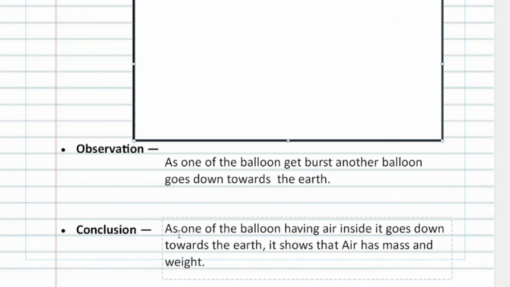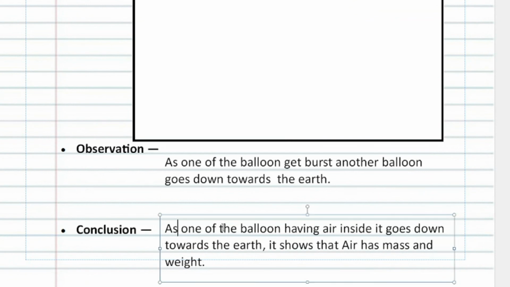Now you have to write the conclusion. As the balloon having air inside it goes down towards the earth, it shows that air has mass and weight. You can write all the experiments in your homework. You have to write like this.